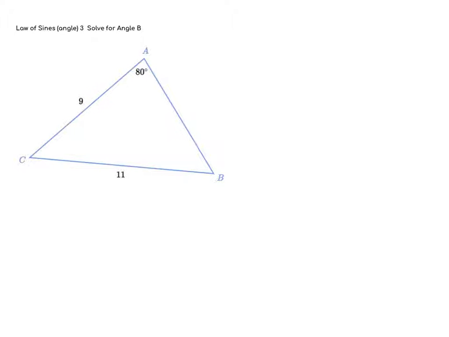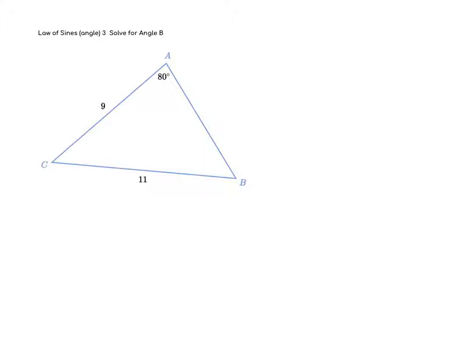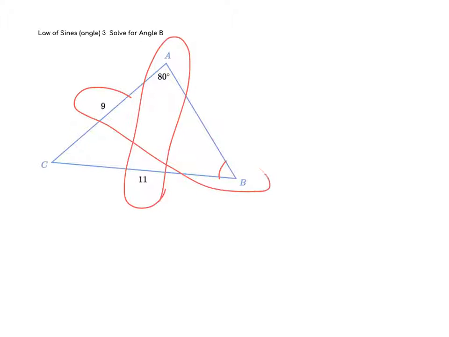Next up, we're looking for the law of sines to solve for angle B. Just making sure that this is a good law of sines candidate. We have an opposite angle A and side A, and for angle B we know some of that information.